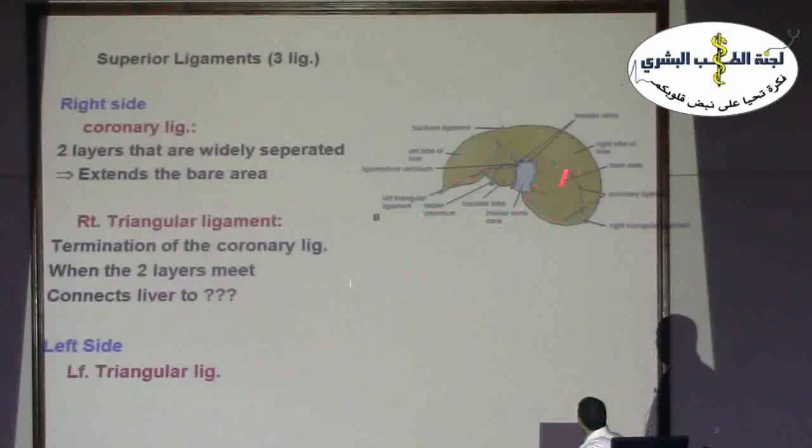The 2 layers of coronary ligament, as they come to the right angle of the liver here, will also become close to each other in a triangular form. So they will become the right triangular ligament of the liver.